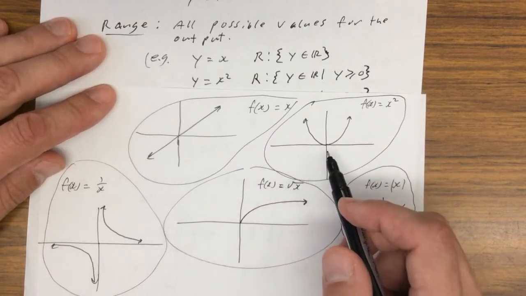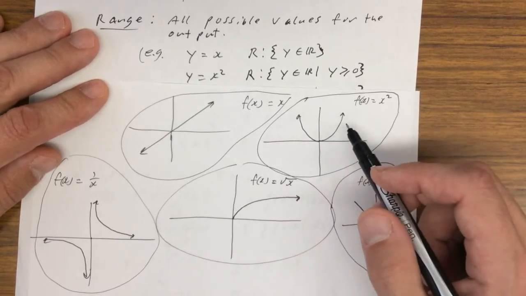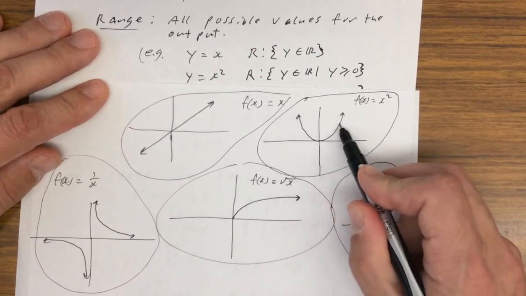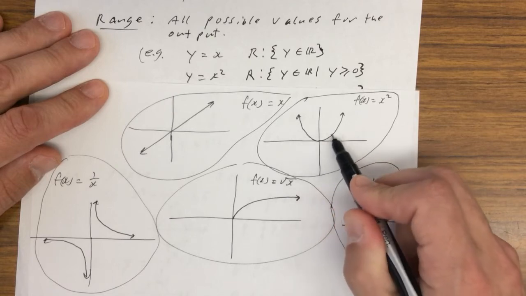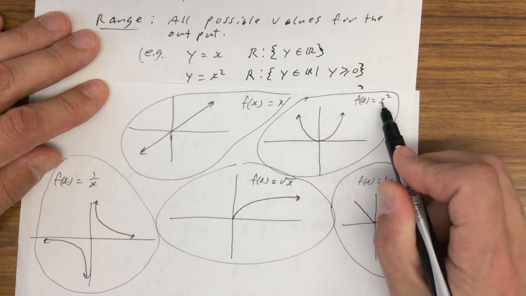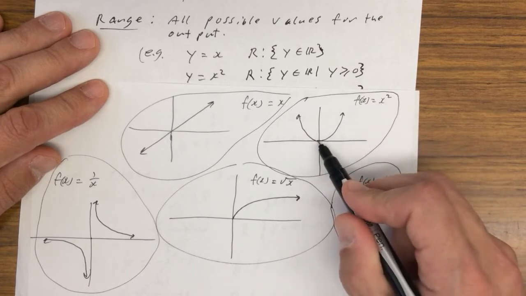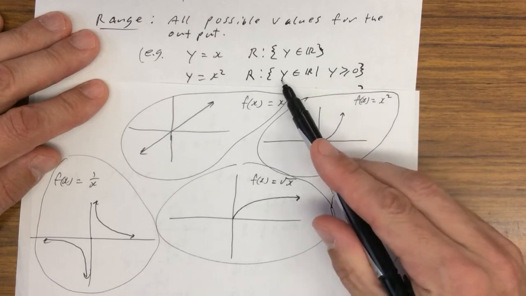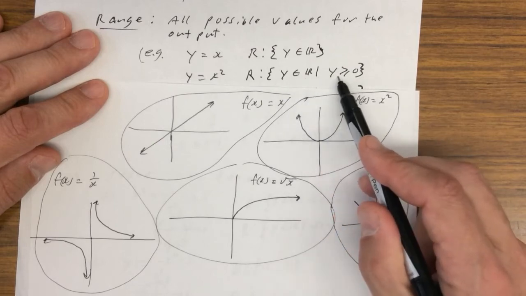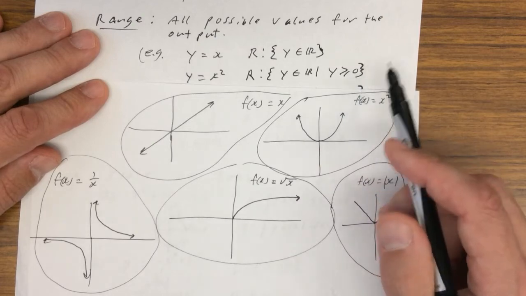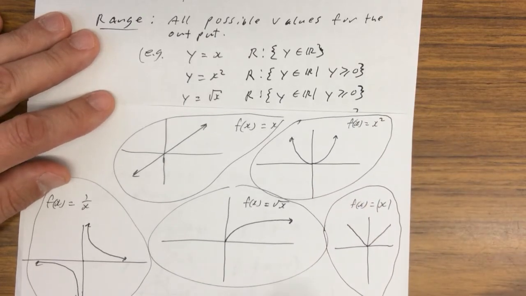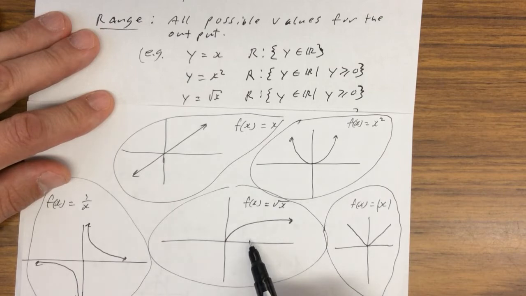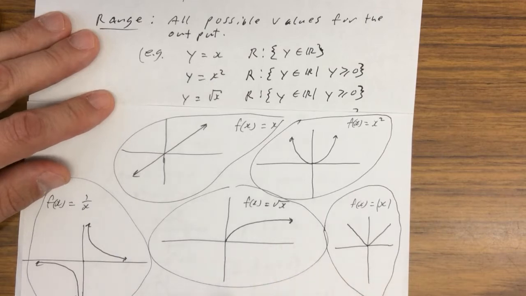For x squared, almost the same thing, except when you look at this graph, the y coordinates of this are all positive. Because when you square a number, it's always going to be positive. So there are no negative numbers in the output. So y is any real number such that y is greater than or equal to 0. And root x, we've got this graph here for root x. And again, y is all positive real numbers. There's no negative ones there.